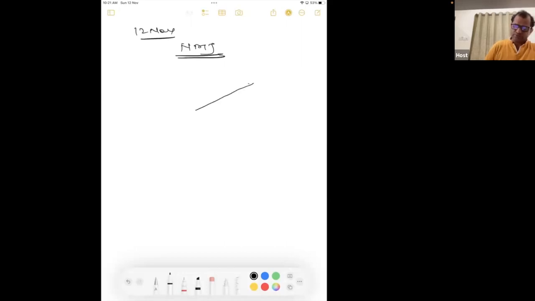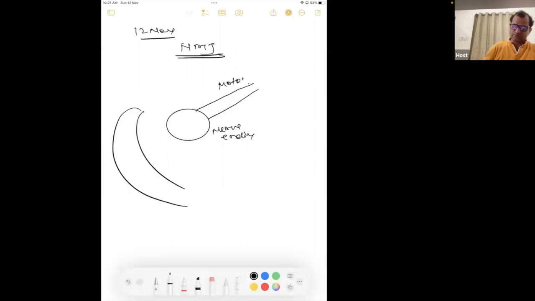So this is the nerve, and this is the nerve endings, and this is the muscle, the skeletal muscle. This is the motor nerve, and who is stimulating your muscles? Suppose I want to move my hands. How can I move my hands? I can move my hands only if my nerves are passing the message and the muscles are moving.